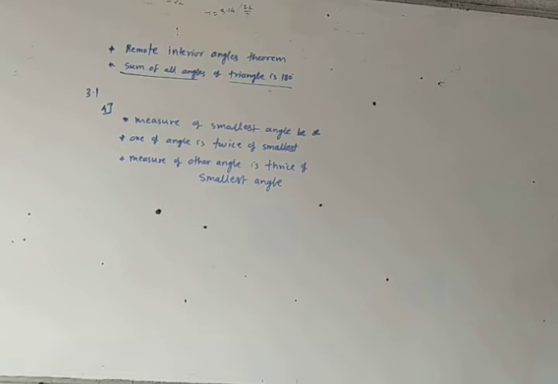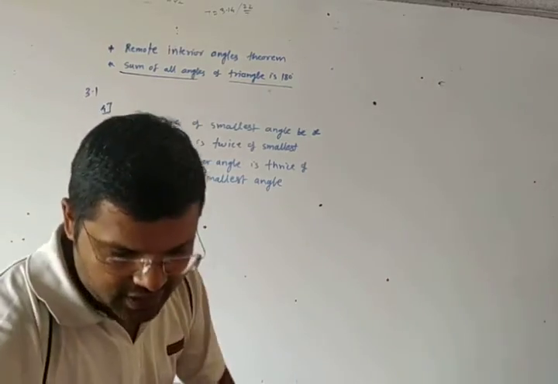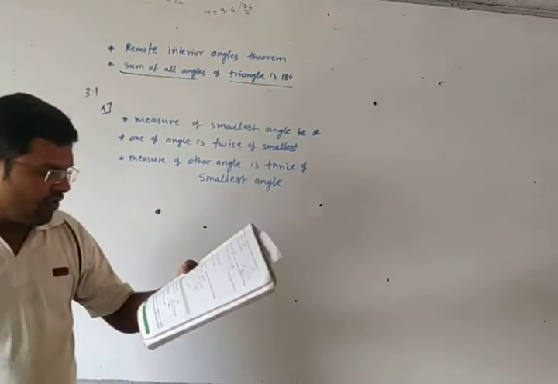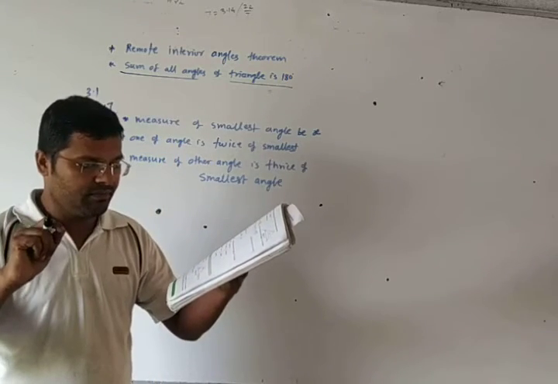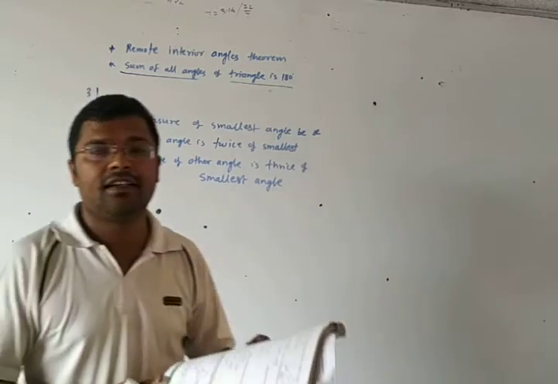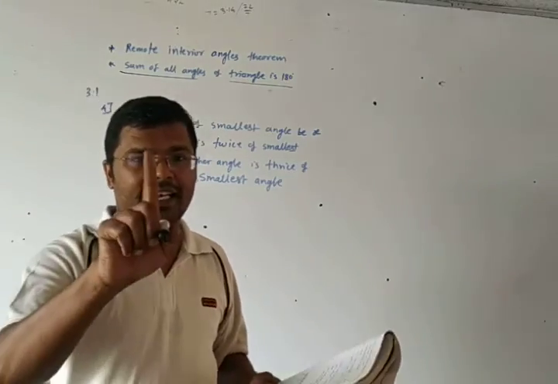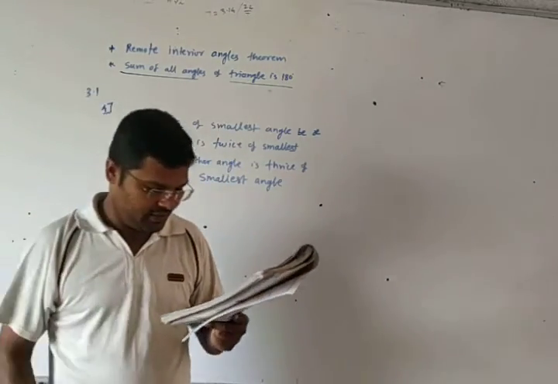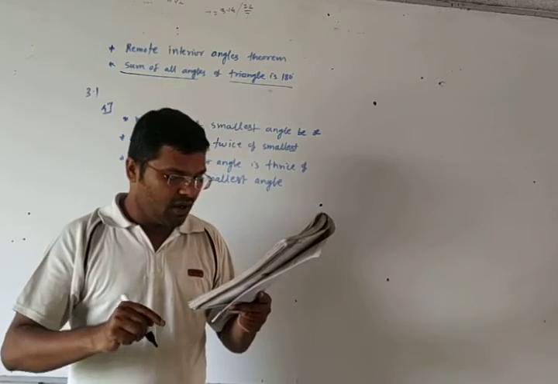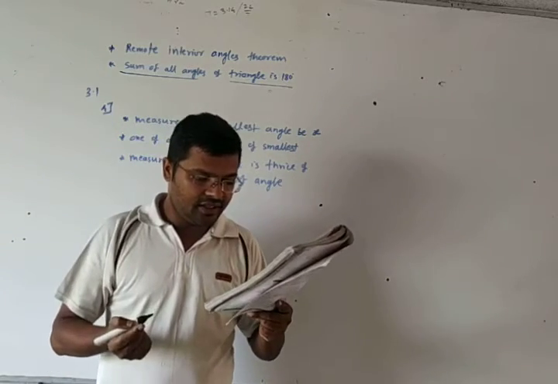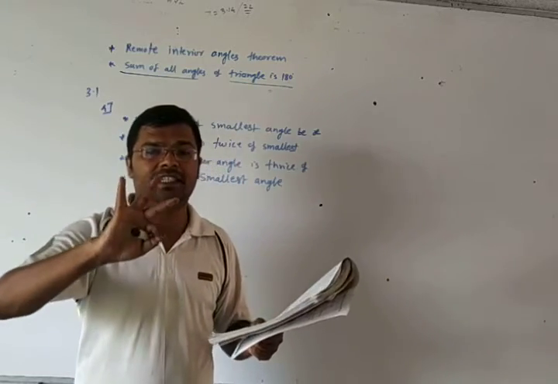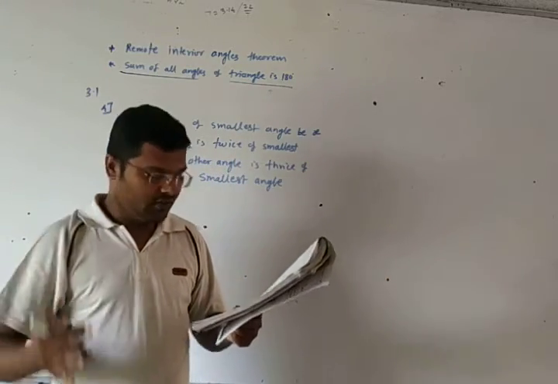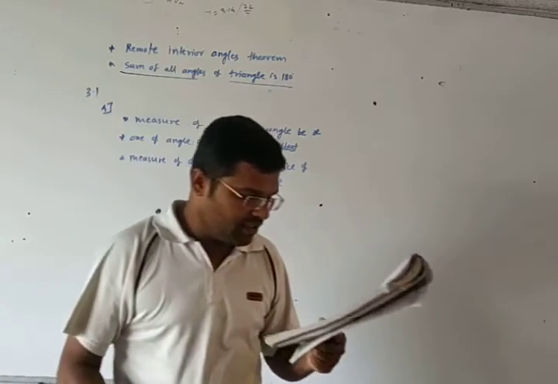Now question number 4. Okay, question number 4 is given. What is given? The measure of one of the angles of a triangle is twice the measure of its smallest angle. म्हणजे काय केले, एक जो अँगल आहे तो स्मॉलेस्ट पेक्षा डबल आहे, and the measure of the other is thrice the measure of smallest angle. आणि अजून एक अँगल आहे तो स्मॉलेस्ट पेक्षा तिप्पट आहे. ओके, 3 टाइम्स आहे. So find the measure of 3 angles.